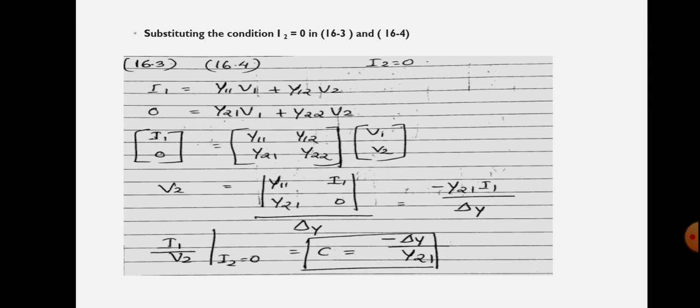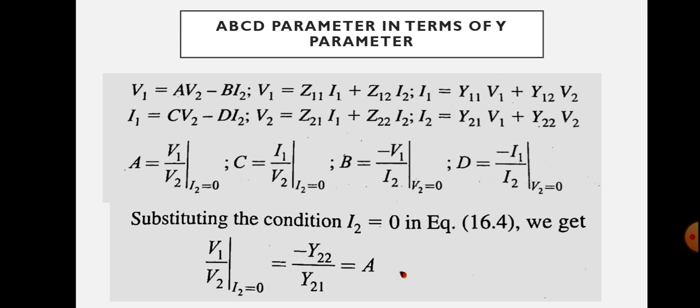Next, up to this time you found out C, A and B. Next you want to find the relation between D and Y parameter. Here D is minus I1 by I2 and the condition is V2 equal to 0. So you have to substitute V2 equal to 0 in this equation. Okay. So you are taking this equation here. When V2 equal to 0, this equation becomes I1 equal to Y11 V1. Whenever V2 equal to 0, this equation becomes I2 equal to Y21 V1. So the ratio between I1 by I2 is Y11 divided by Y21. So minus I1 by I2 is equal to minus Y11 by Y21.